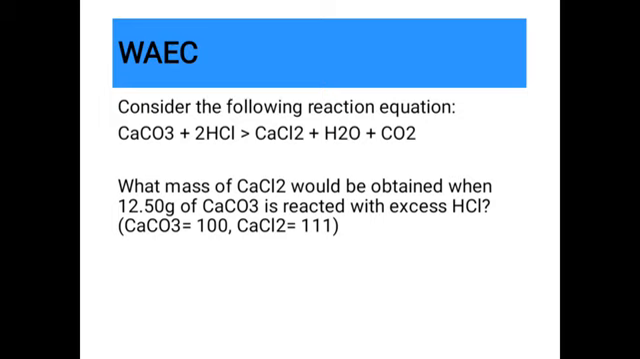So let's look at some questions involving stoichiometric conversions. That's mass to mass, mass to volume, and volume to volume. The first question, this is also a WAEC question. You have to consider CaCO3 reacting with HCl to give CaCl2 plus H2O plus CO2. The question says, what mass of CaCl2 will be obtained when 12.50 gram of CaCO3 is reacted with excess HCl? This is a mass conversion, because you are given the mass of one of the known, and you are asked to find the mass of the unknown.